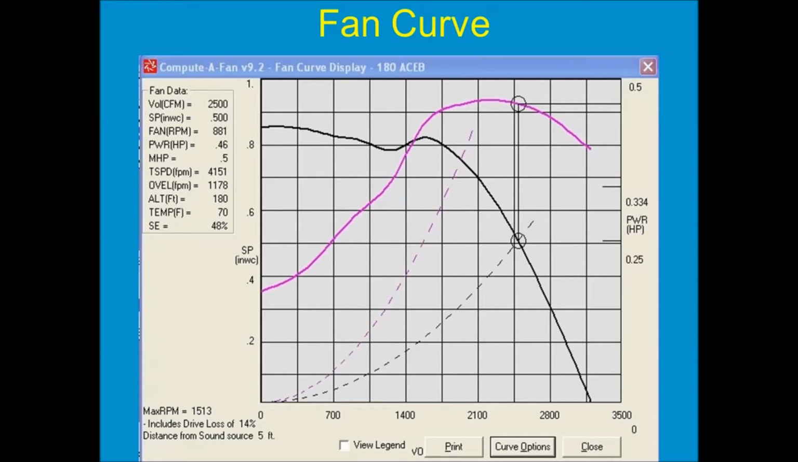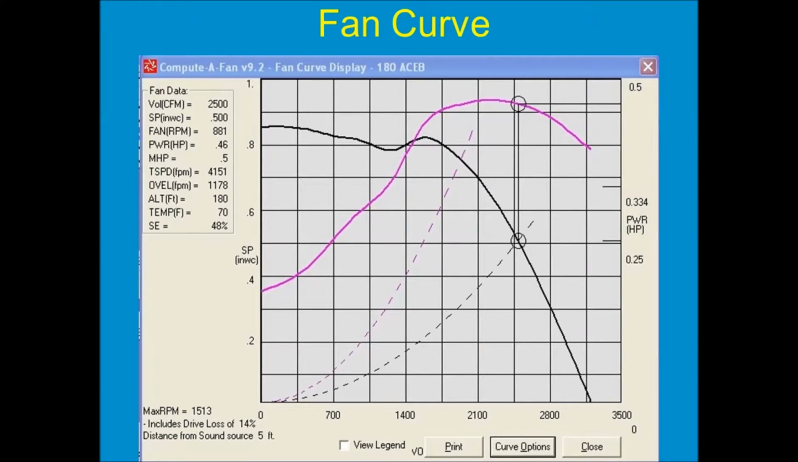So where the intersection of the system curve and the fan curve is, that is the performance of the fan. And in this case, it's doing 2,500 CFM against a ½ inch of pressure. So fan curves always slope from upper left down to lower right. And this makes sense that you're going to get the greatest airflow when there is the least resistance. So at 0 on the vertical left axis, you're going to get the most airflow. In this case, it looks like it's well over 3,000 CFM at 0 resistance.